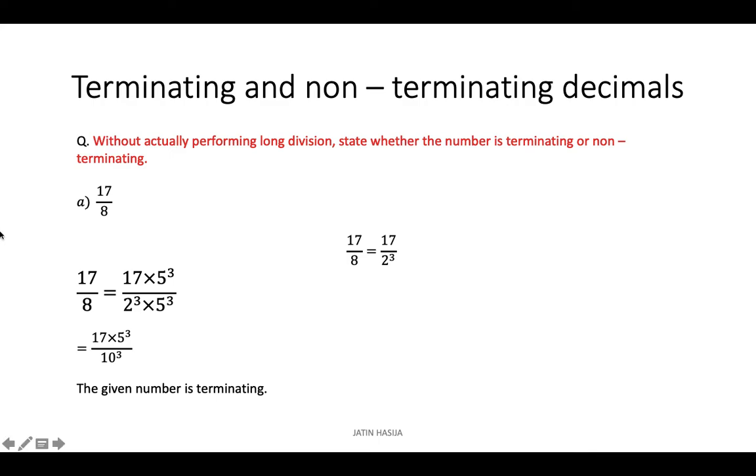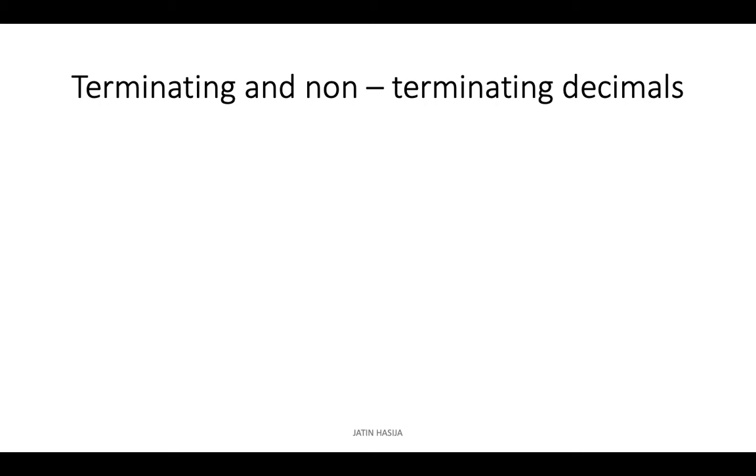Please make sure, the only thing that we have to learn here is if the denominator can be expressed in terms of 10 to the power of n, then the given ratio or the given number will be terminating. If it cannot be expressed, then it will not be terminating. Now look at another example.